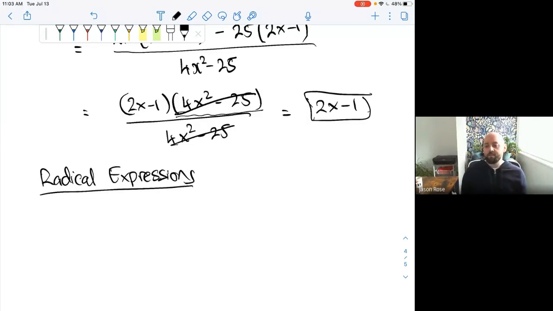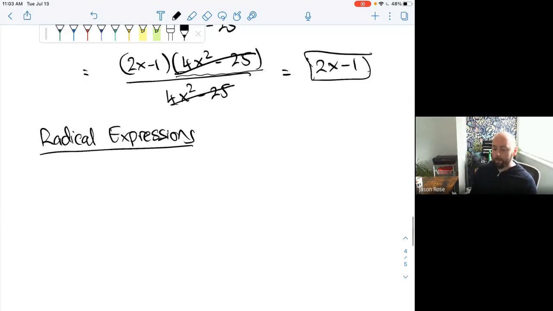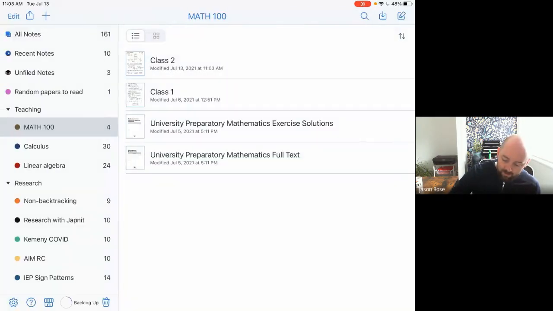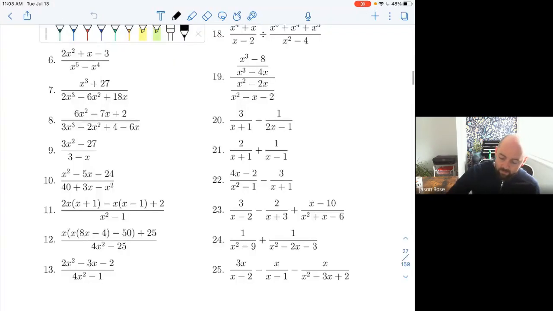Moving on to radicals then. So these are expressions that have square roots involved. Not just square roots necessarily, but cube roots, fifth roots, and so on. But we're just going to focus on square roots for now. So again, be aware of the text that has everything you need to know in here.